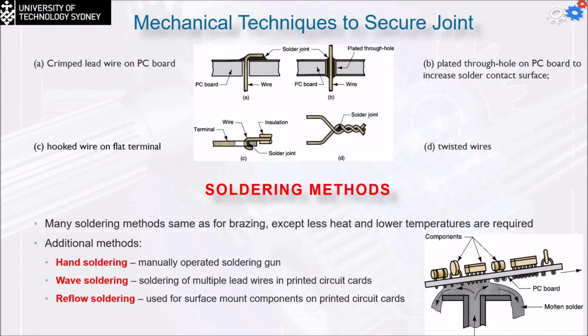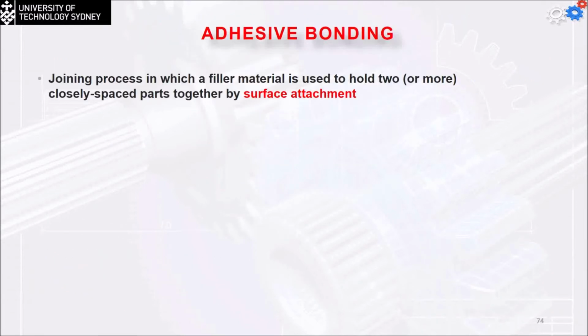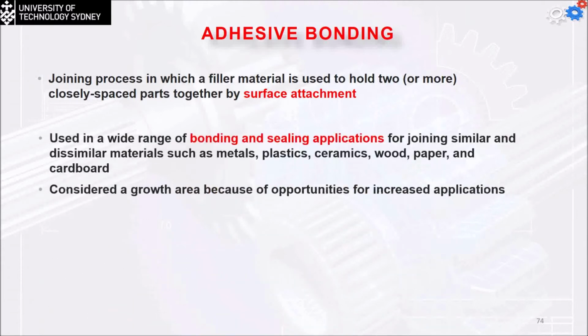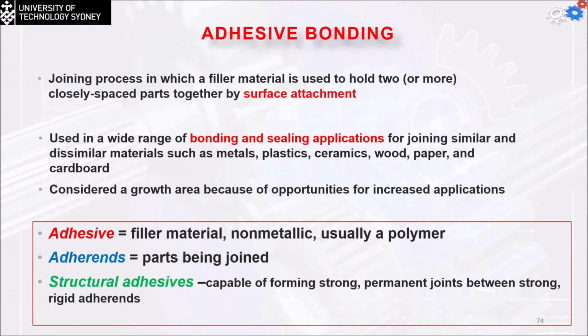Now, the last method we have is adhesive bonding, a joining process in which a filler material is used to hold two or more closely spaced parts together by surface attachment. It's used in a wide range of bonding and sealing applications for joining similar and dissimilar materials such as metals, plastic, ceramic, wood, paper, and cardboard. It's considered a growth area because of the opportunities for increased applications. For example, back when I was a kid, we didn't have super glue. Now it has become a very popular thing in manufacturing.